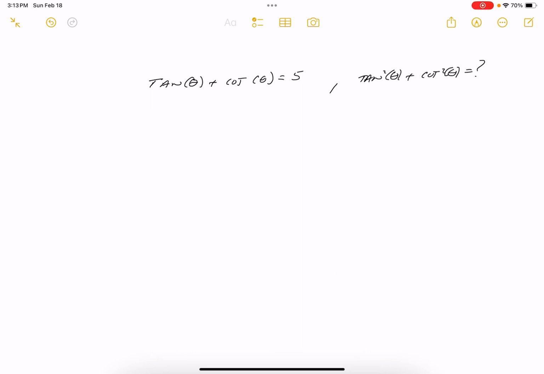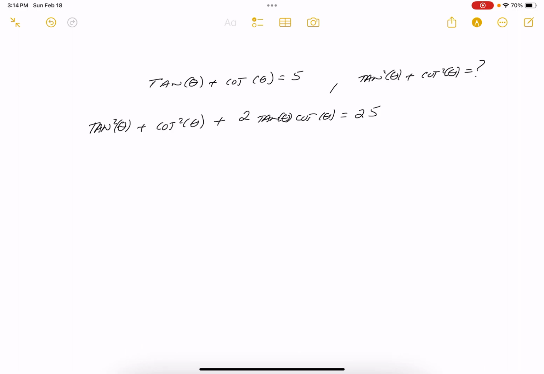Now, certainly there's a couple of things I could recommend. One thing I recommend is just square both sides. And if you did that, you would get tangent squared theta plus the cotangent squared of theta plus, well, if you think about it, I'm going to get tan theta cotan theta, but I'm going to get two of them. So it'll be 2 tan theta cotan theta, and that would equal 25.